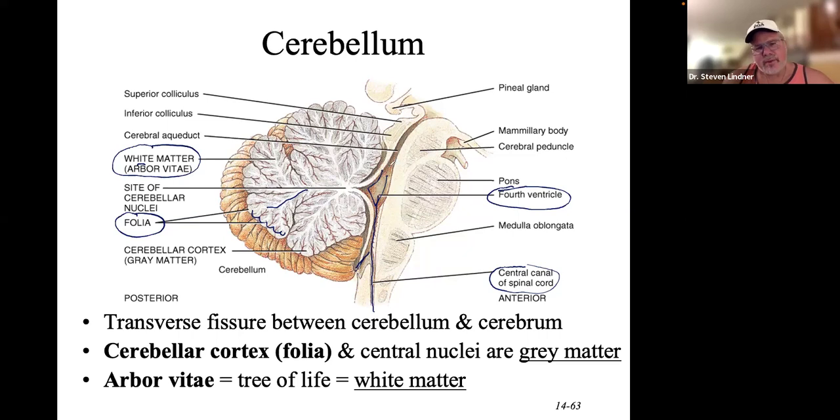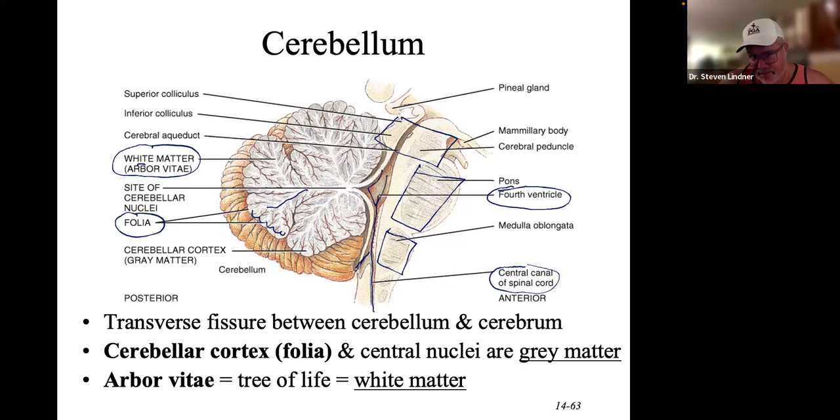What else can we see here in this region that we've already covered? In this lower section right here, that's the medulla oblongata. Up a little higher, there's your pons. And then this section right here is your midbrain. So the midbrain, the pons, and the medulla, that's your brain stem.